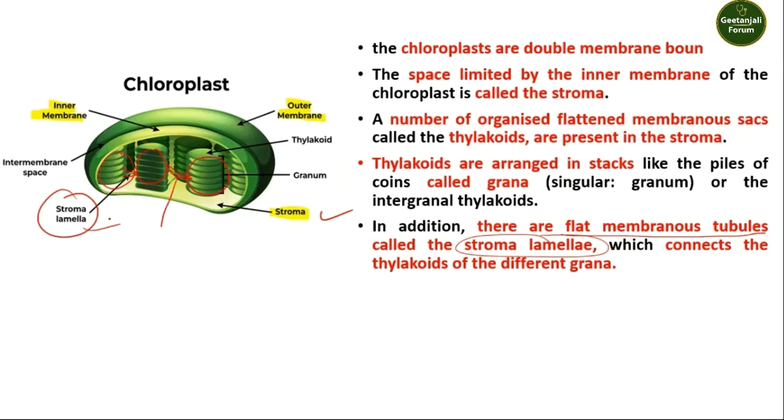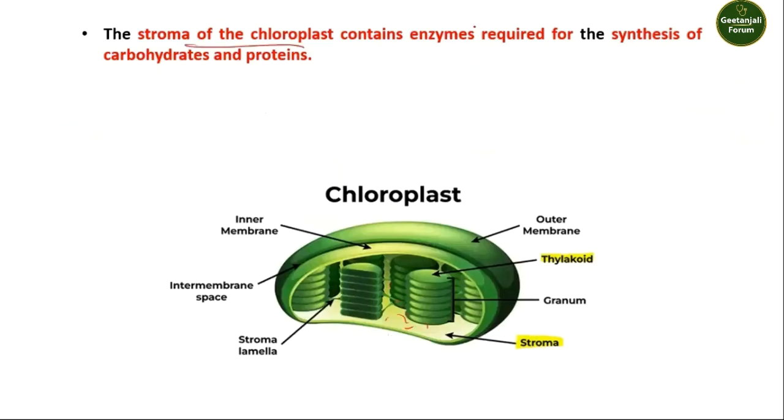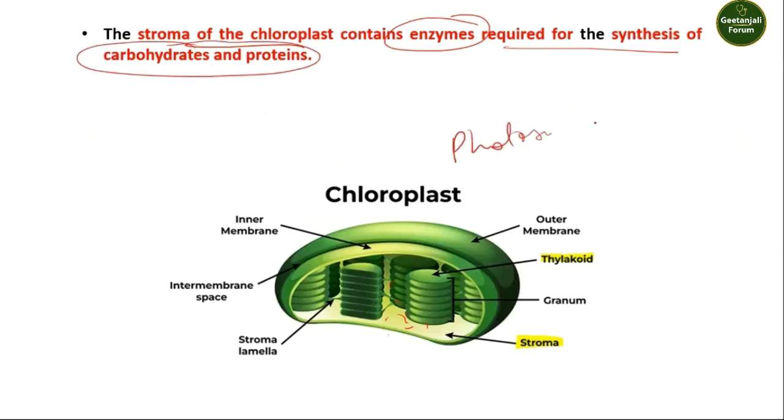They are called stroma lamella. So now the stroma of the chloroplast contains several types of enzymes required for synthesis of carbohydrates and proteins. Whenever photosynthesis takes place, in that process carbohydrates and proteins are synthesized. For that process, different enzymes are required. Those enzymes are present in the stroma.